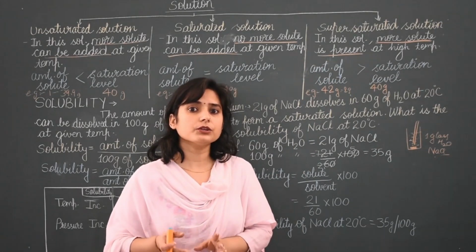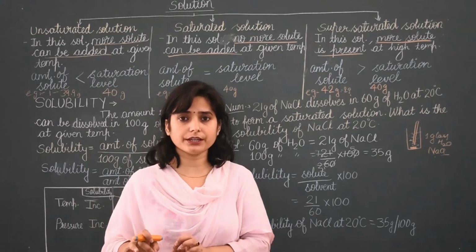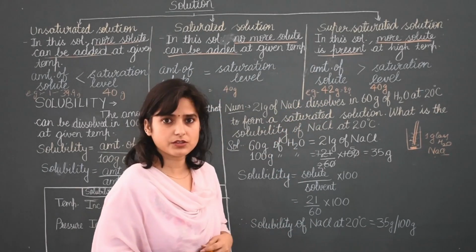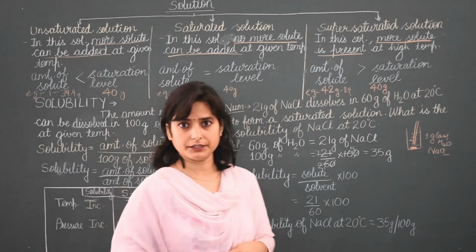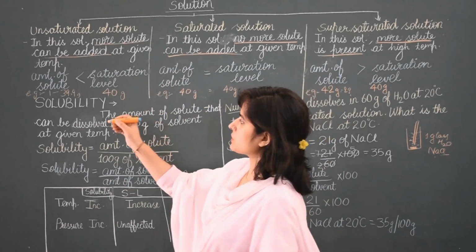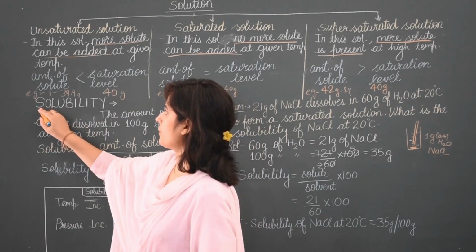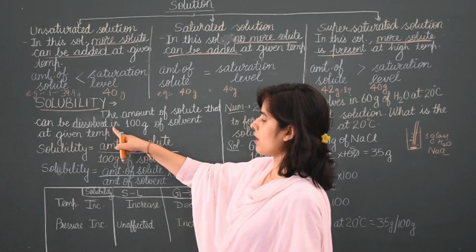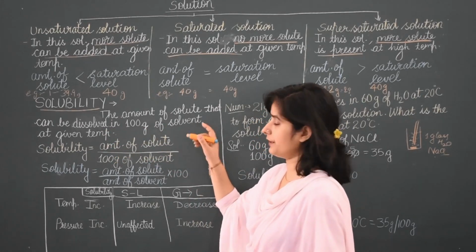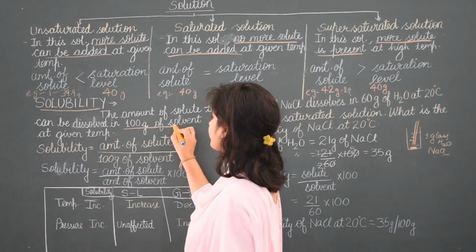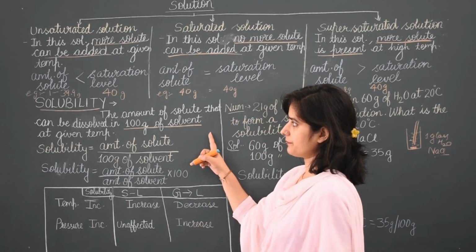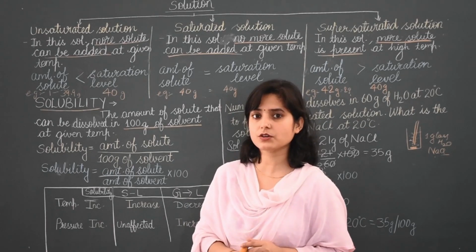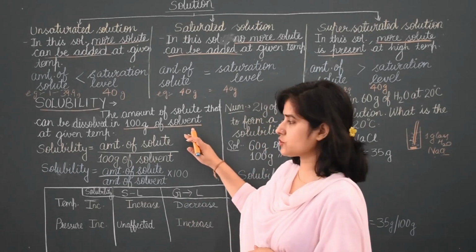But when we put that in a cold area, then the extra amount of solute starts to settle as a solid. Okay. Is it clear? Now, on the basis of this, a new term comes: solubility. What is solubility? The amount of solute that can be dissolved in 100 gram of solvent. Here it is important: 100 gram of solvent. It means in 100 gram of solvent, how much solute is present. That is called the solubility of that solution.